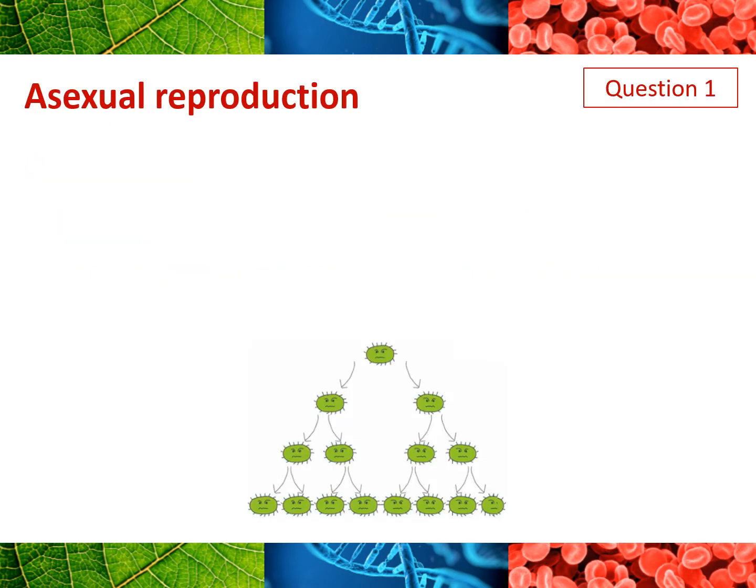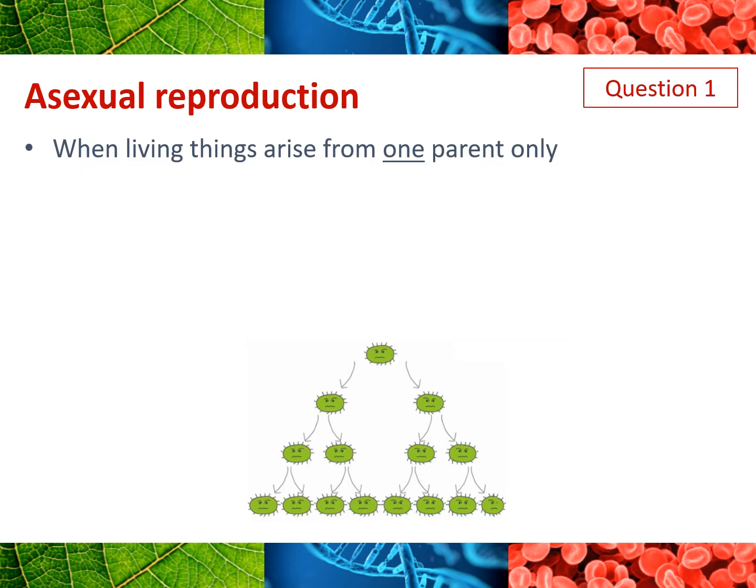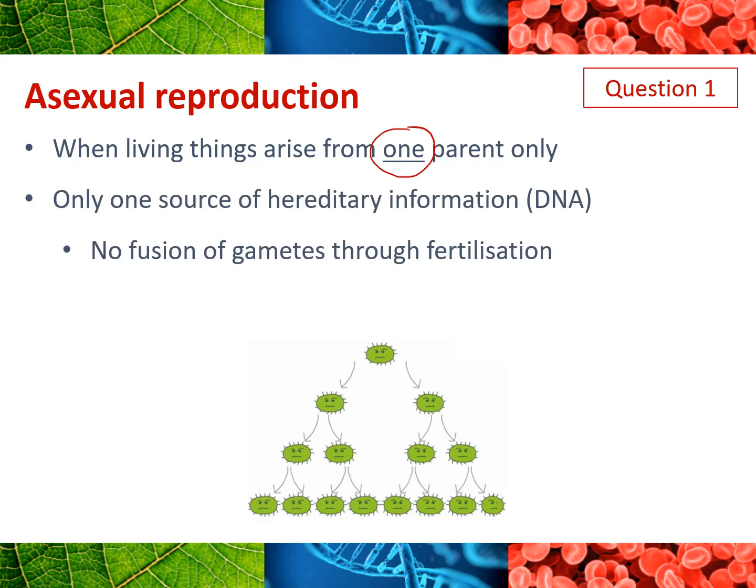So asexual reproduction basically is when living things are able to arise from only one parent. Because of that, because there's only one parent, there's only one source of hereditary information. And by that we mean DNA. So I know we haven't looked at sexual reproduction properly yet, but obviously we have looked at things like fertilization, and you're pretty familiar with how it all occurs.